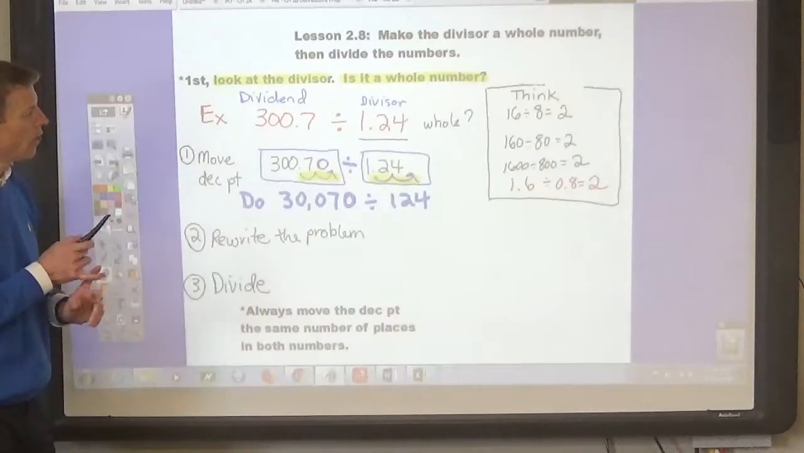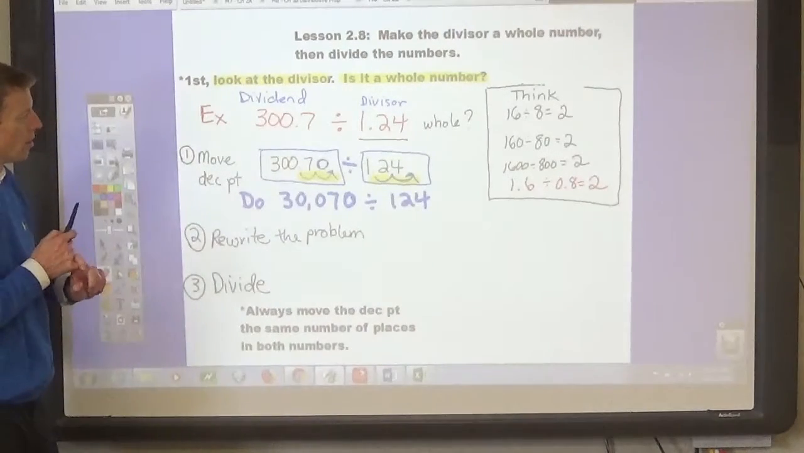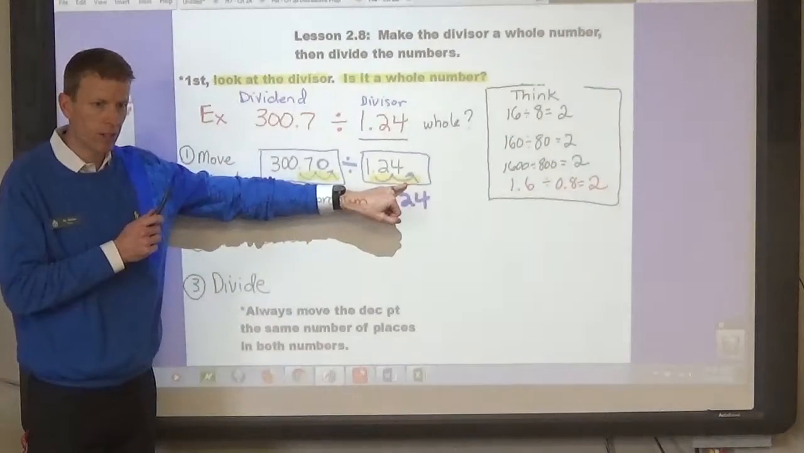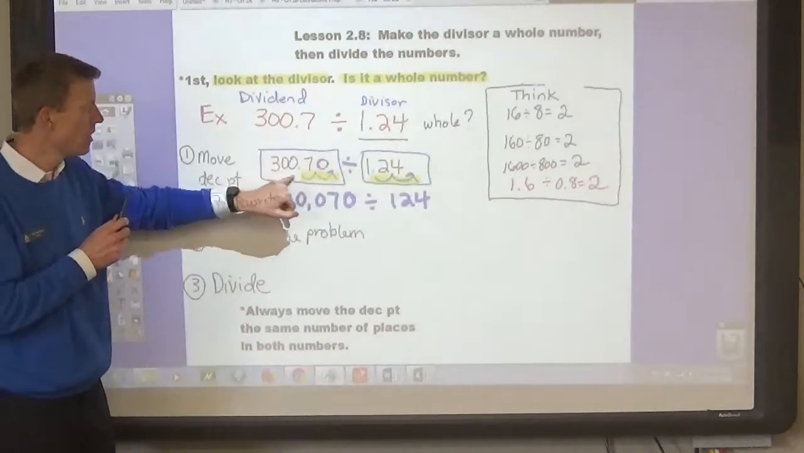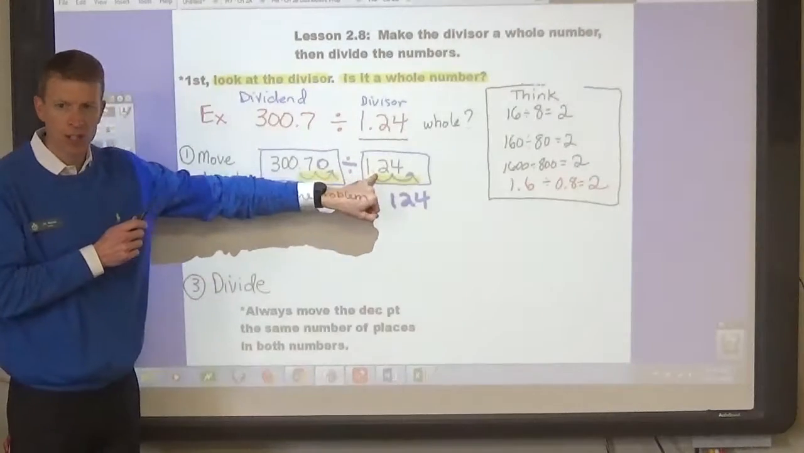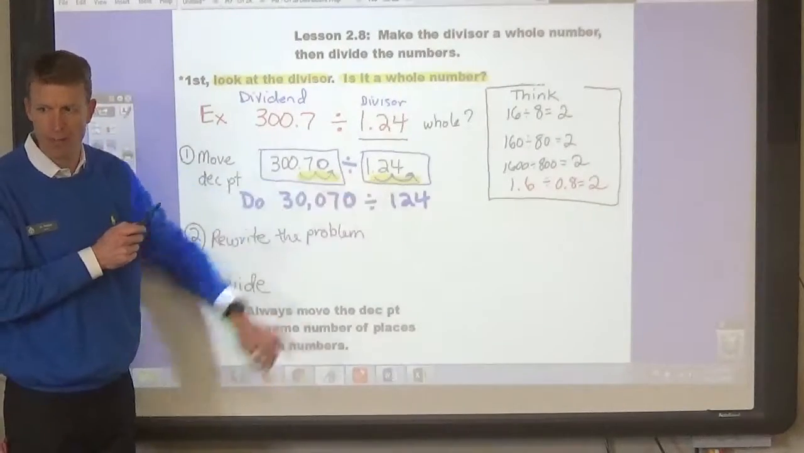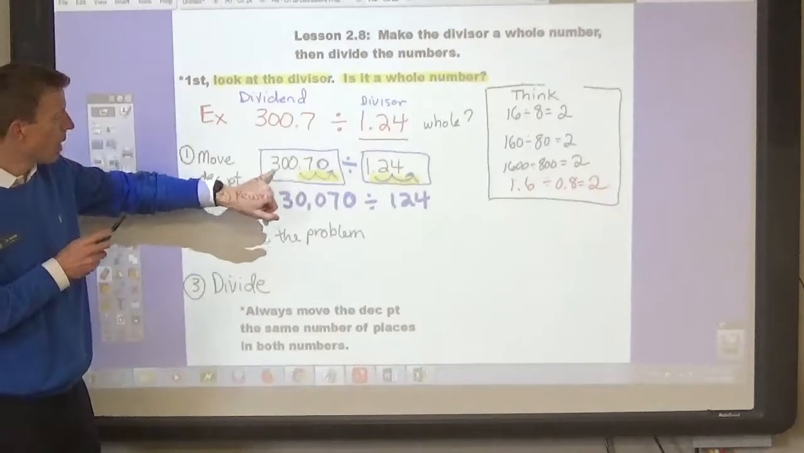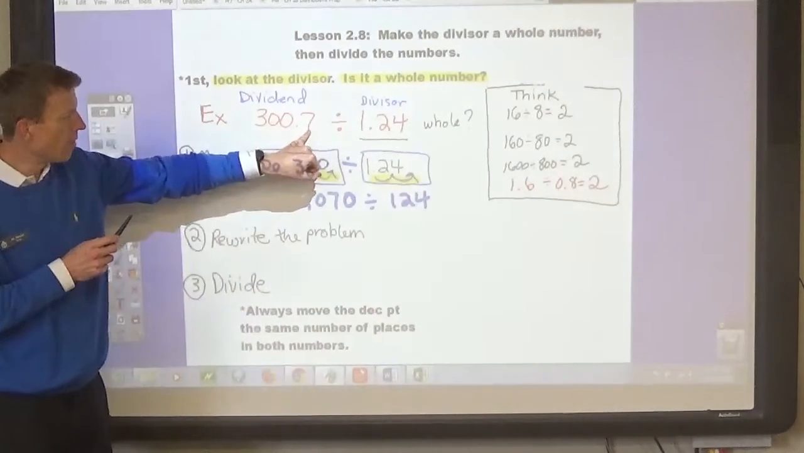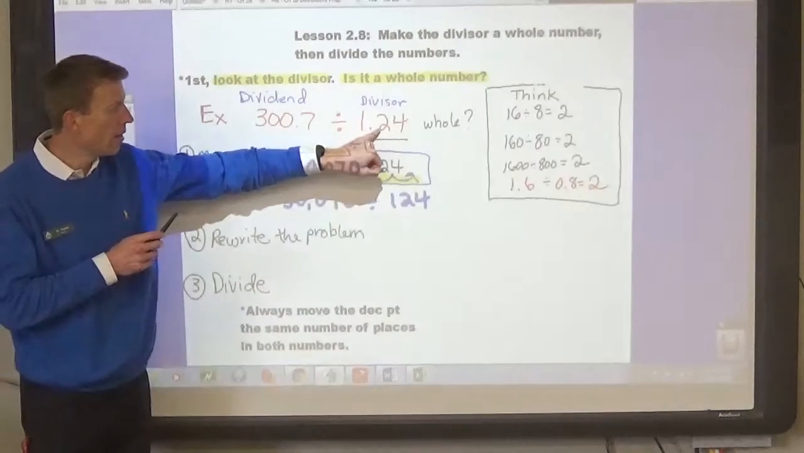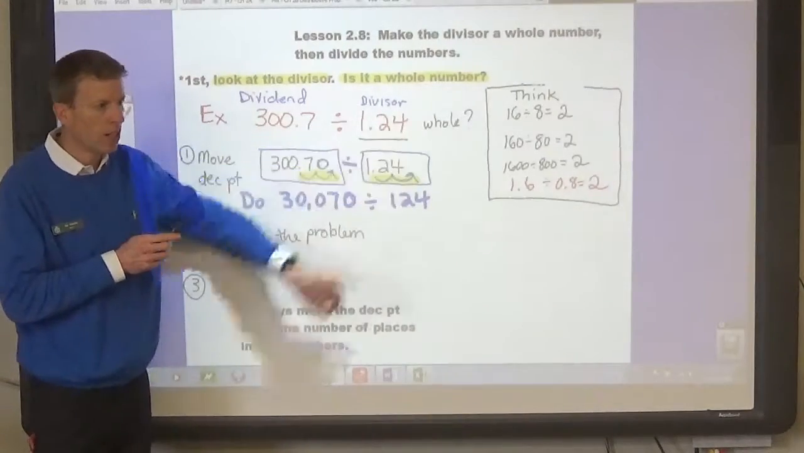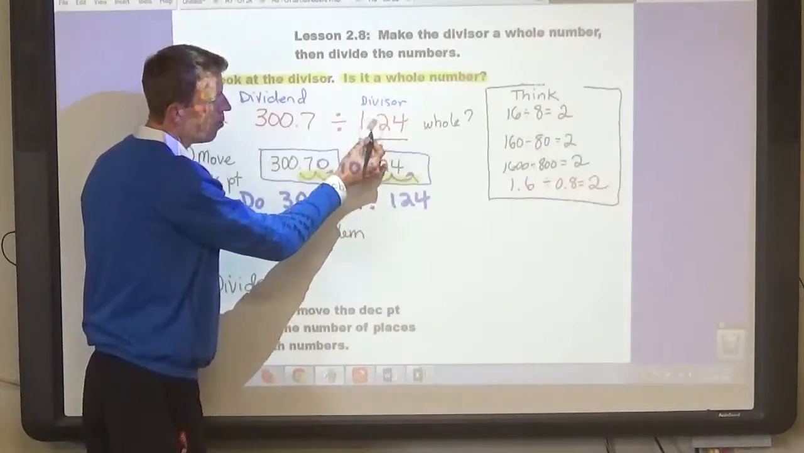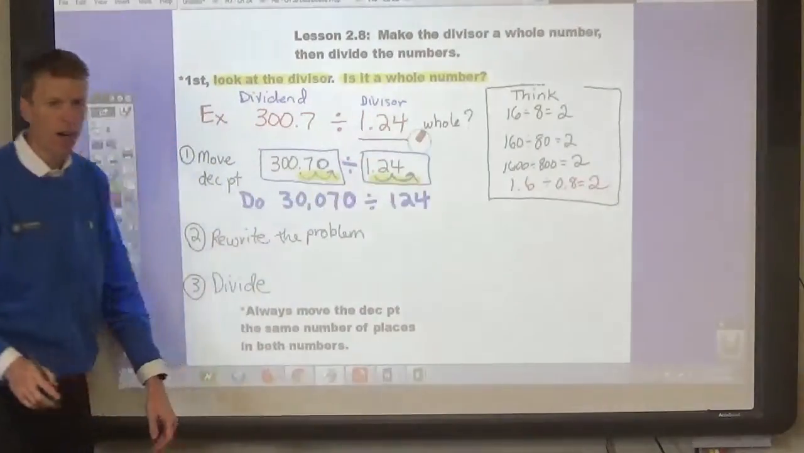So for today, what I want you to be able to do is to change the divisor to a whole number and then change the dividend to match the divisor. Here's what I mean. When you are given a problem like this, 300.7 divided by 1.24, you can make 1.24 a whole number by moving the decimal place out of the number.